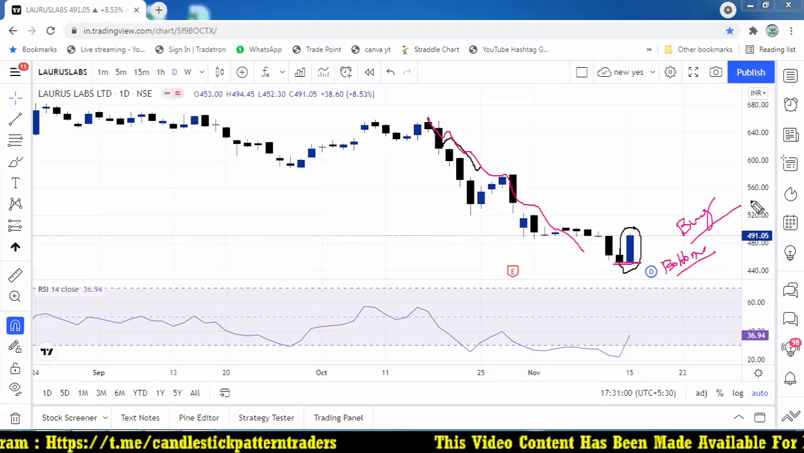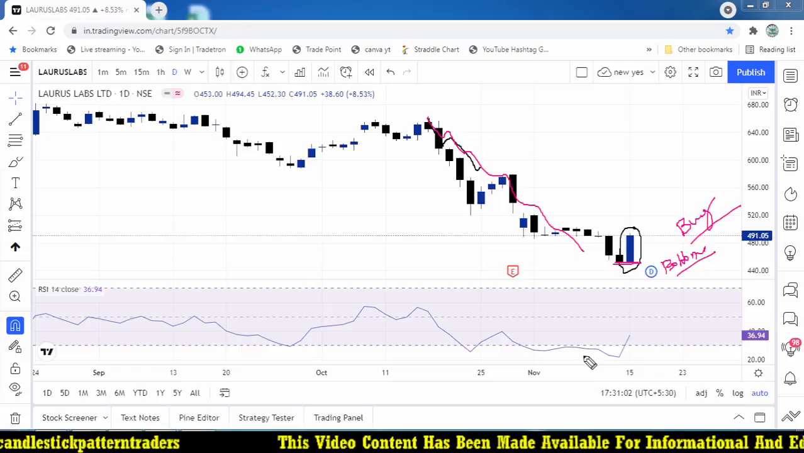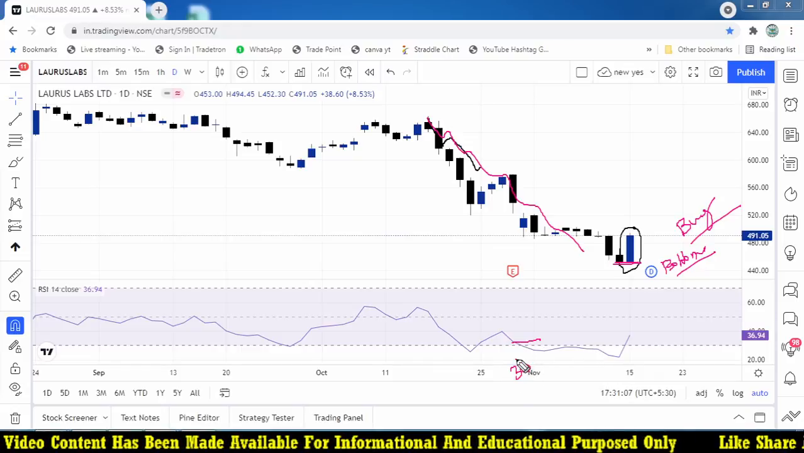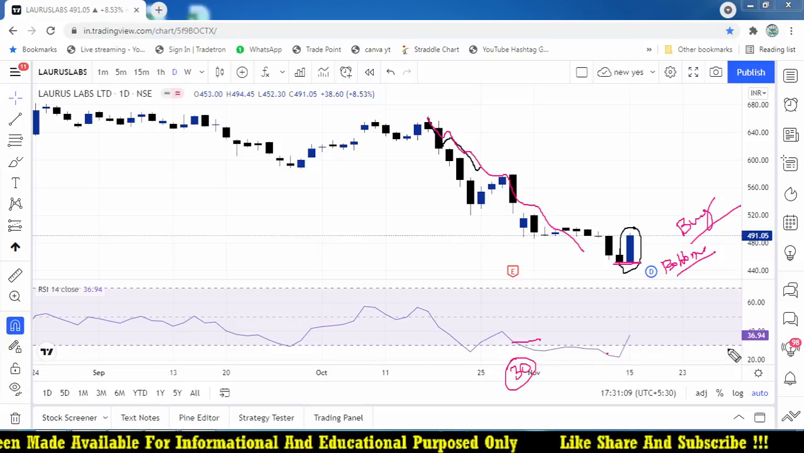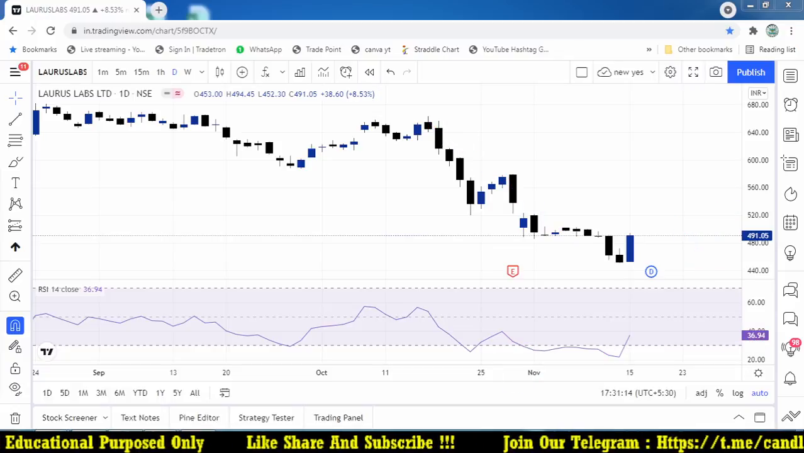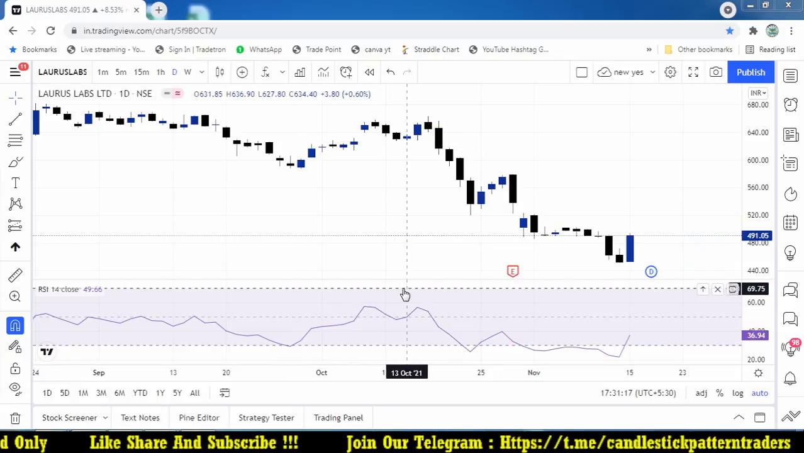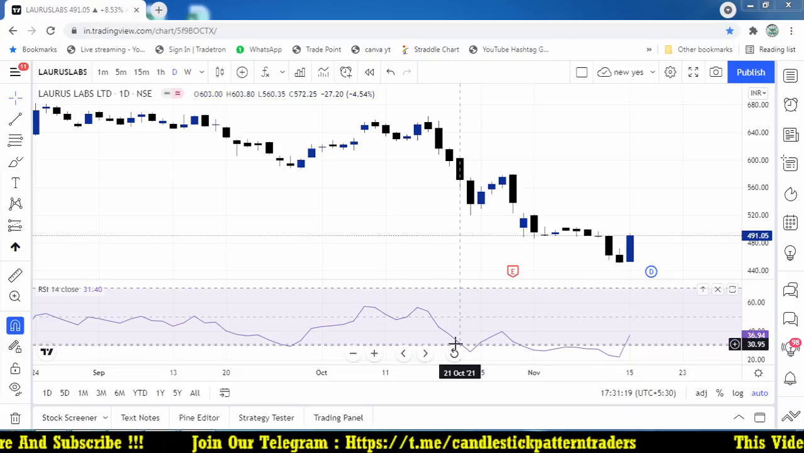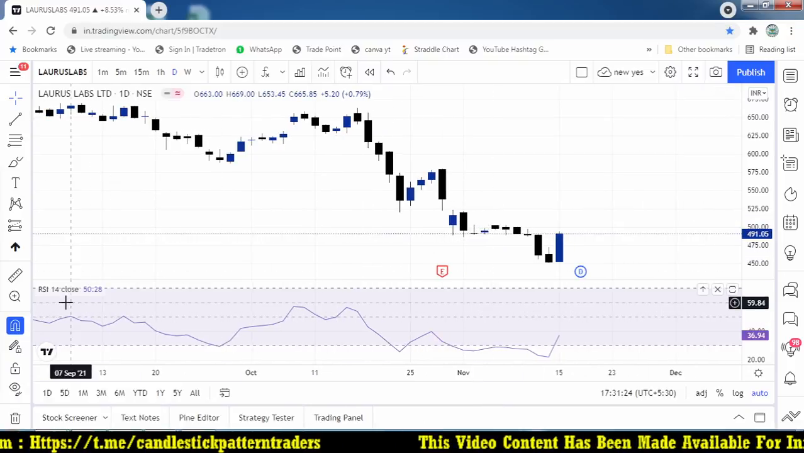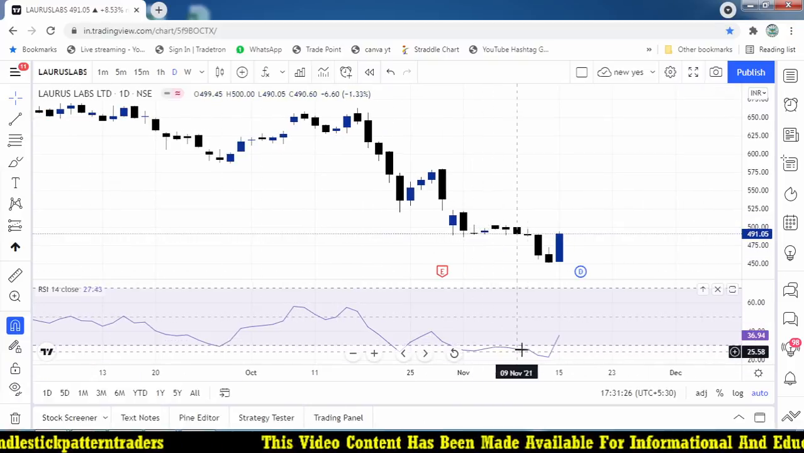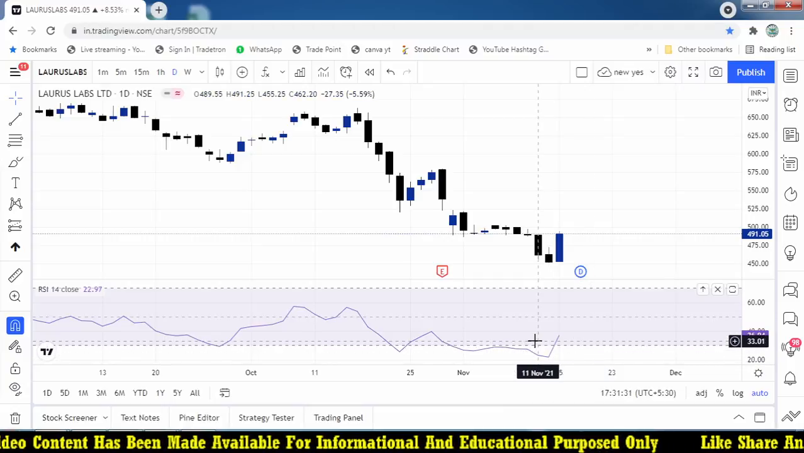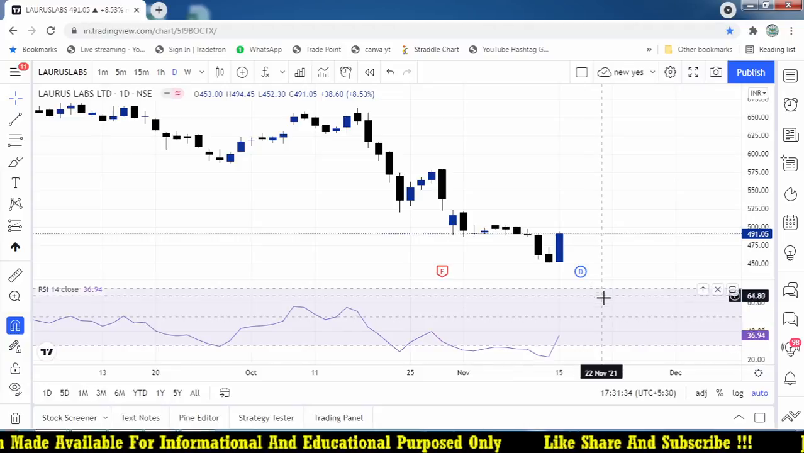So what is the logic I used for this trade? The previous RSI should be trading below 30. This is the RSI level 30. Let's understand what RSI is. RSI above 70 may be overbought, and RSI below 30 may be oversold. Here I'm using the 14-period RSI, where the previous RSI must be below 30 and the current RSI has crossed above 30.2.